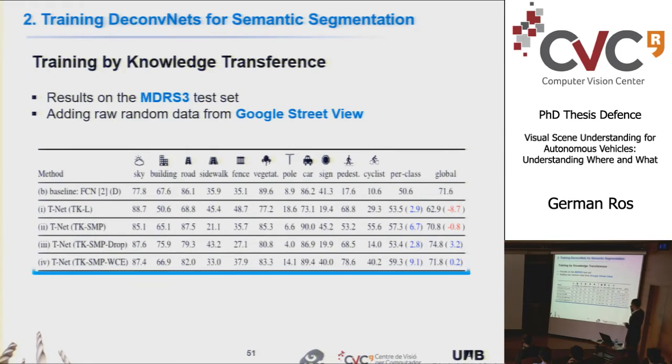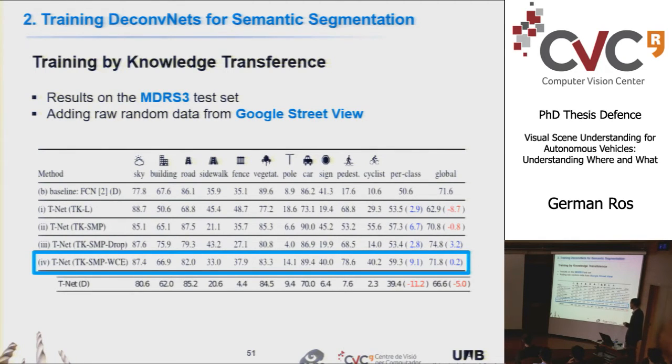Okay. We can see here that when we compare to the original results of our TNet, now we move from 39% per class accuracy to 59% using our transfer knowledge method, using the softmax probabilities with the prior information. And this actually matches and even outperforms the performance of the FCN, which gets 50% per class accuracy in our multi-domain dataset.